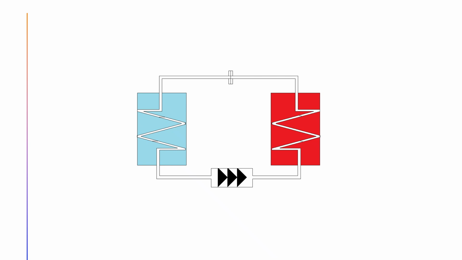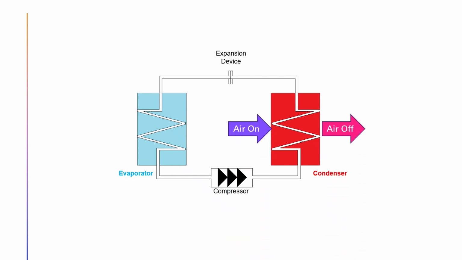Now, here we are again with the compressor, condenser, evaporator, expansion device, and in this instance we have an air-cooled condenser which has air on and air off, hopefully a little bit warmer, and brine on to the evaporator this time, and brine off, hopefully a little bit cooler.